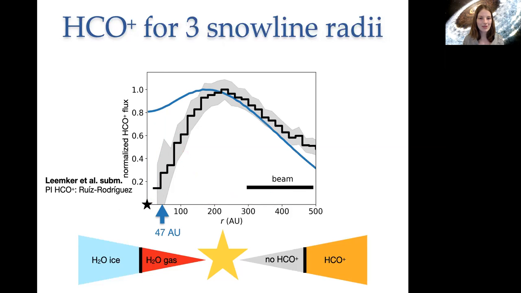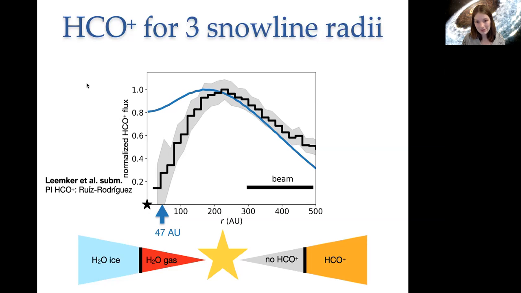And here I'm showing you the first one. Snowline at 47 AU, which is close to the radius which has been observed or inferred from the continuum observations. And you can see that the HCO+ emission in the outer parts works quite well, but in the inner parts it doesn't work that well. And the inner parts are important to find the water snowline because that is where water has an effect.